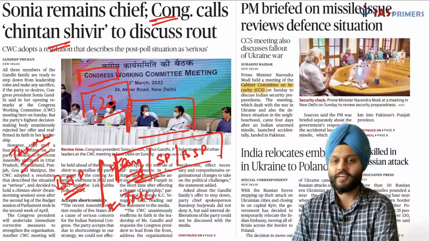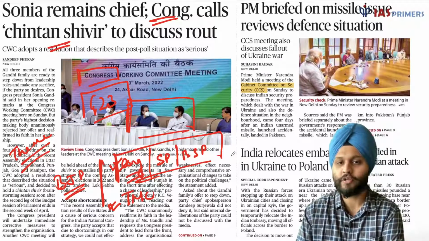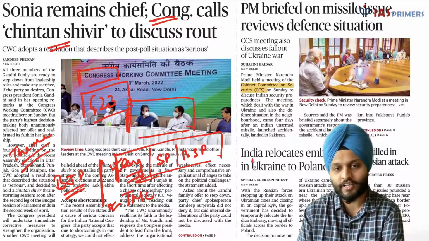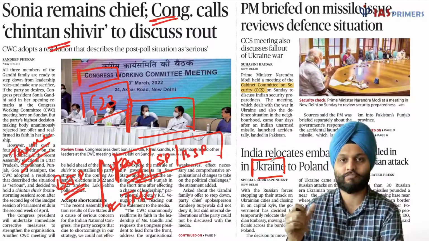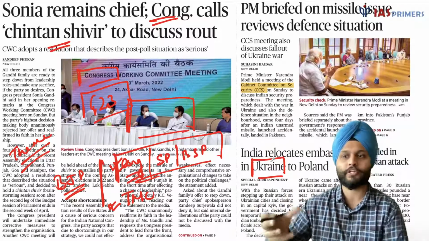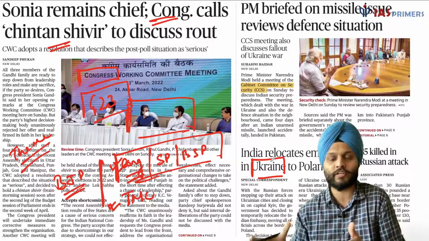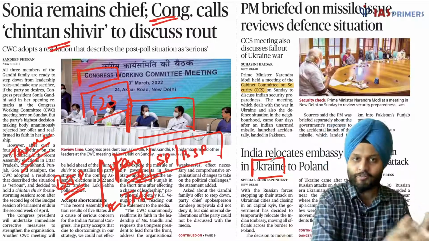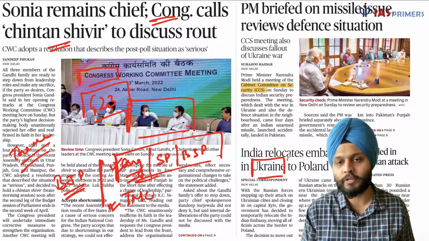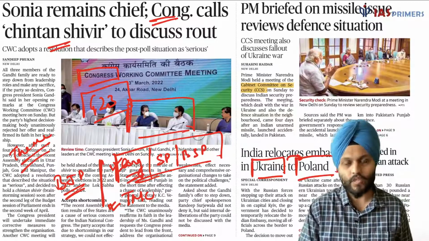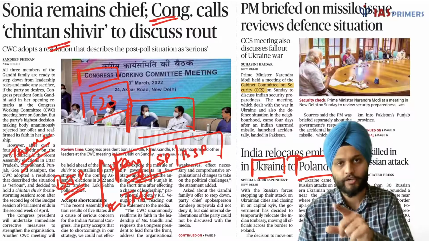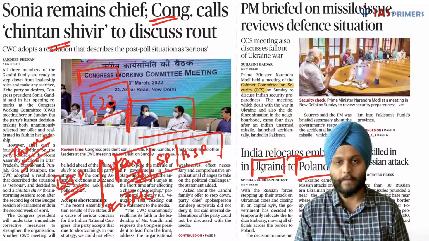Okay. Let's do this. India relocates embassy in Ukraine. Fine. Ukraine, the capital is under attack. So the embassy, obviously, your embassy or diplomats are not safe over there. So they are transferring their embassy to Poland, a neighboring state of Ukraine, and Russia, and also Belarus. Check on the map. Okay.